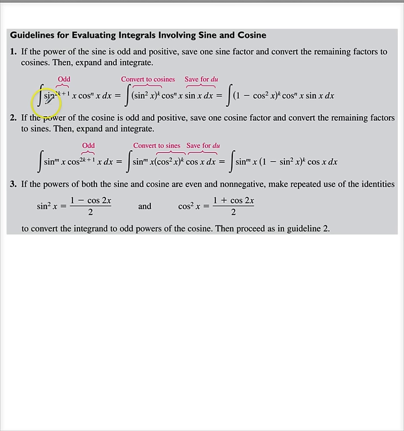Now, here are some general guidelines for evaluating integrals that have products of sines and cosines. Now, 1 and 2 are very similar. So for number 1, suppose the power of sine is odd. Now, what does an odd number look like? An odd number can be written as 2k plus 1, where the even number is just 2k.